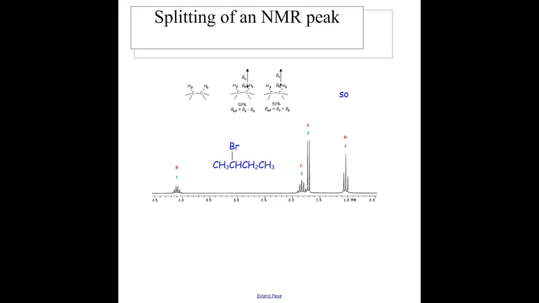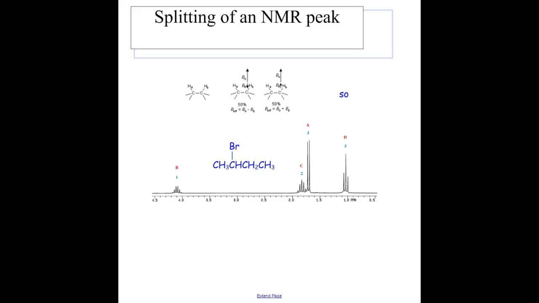All right, the next thing is that, and there's a pretty complicated picture up there showing that depending on what it's next to, the peak can be split because sometimes the magnetic fields align and sometimes they're opposite each other for neighboring hydrogens.